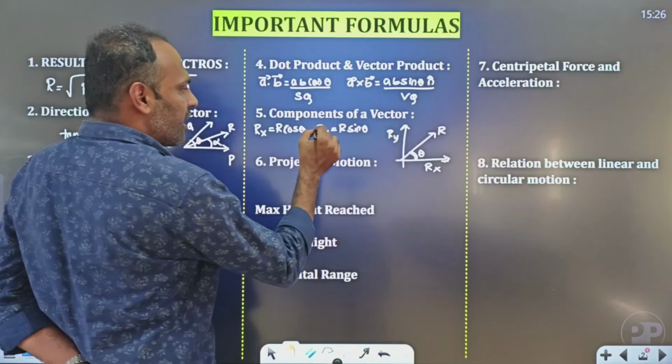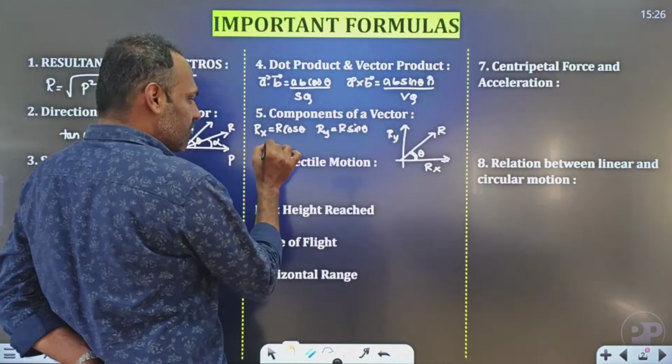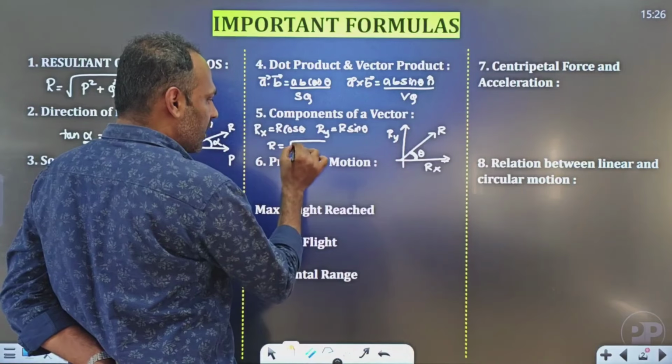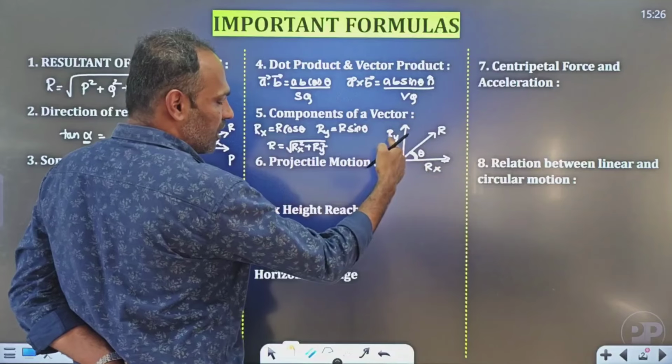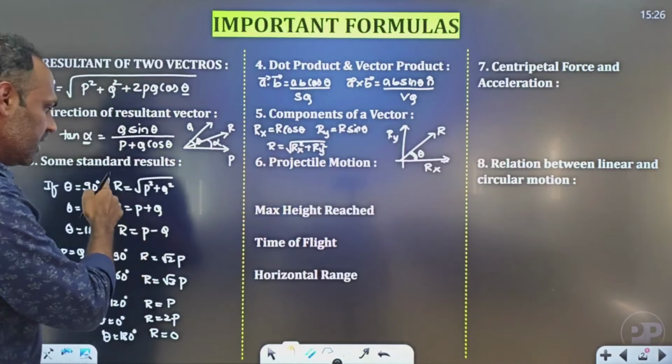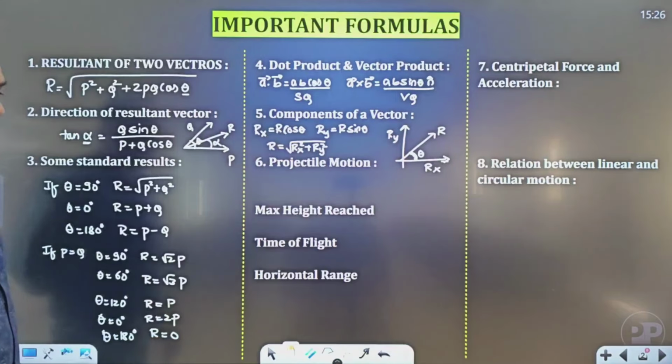Okay, well, and R is expressed in terms of Rx and Ry like this. R is equal to root of Rx square plus Ry square, because they both are perpendicular. Rx and Ry are perpendicular. So the resultant we write with this formula as root of Rx square plus Ry square.